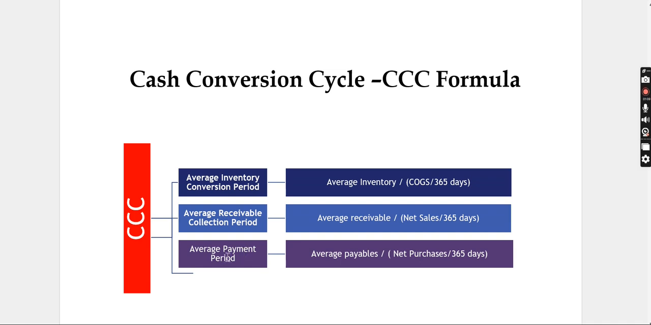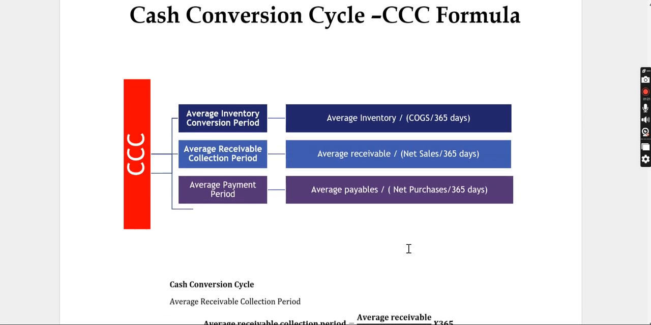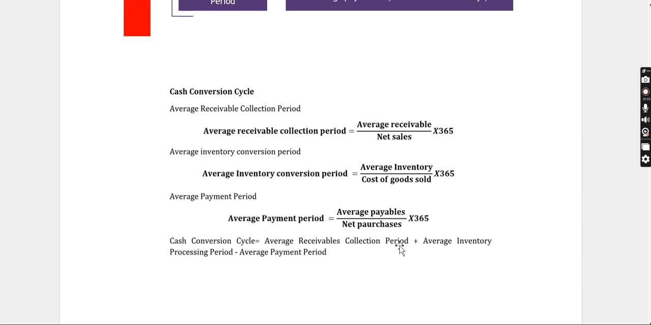Last thing, average payment period. We can calculate it by dividing the average payables by the net purchases, multiplied by 365 days. To make it simpler for you, we can calculate the cash conversion cycle based on these three formulas.